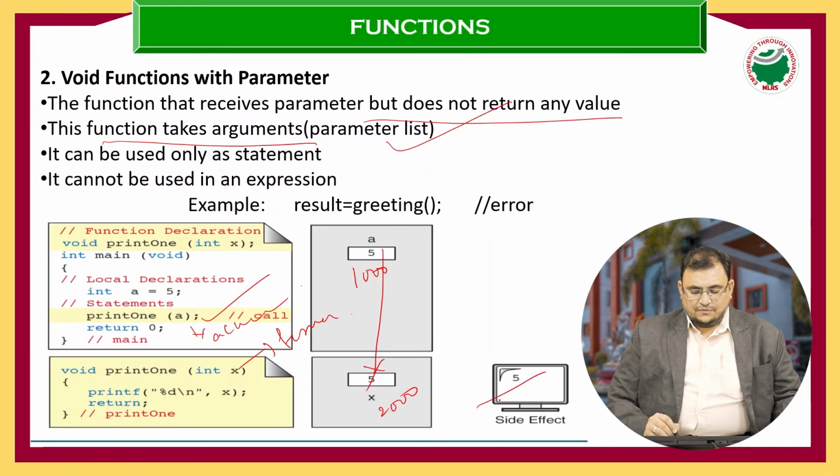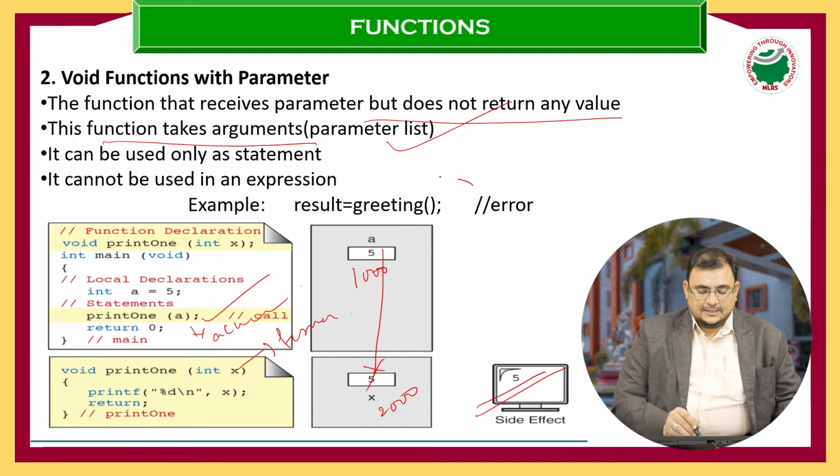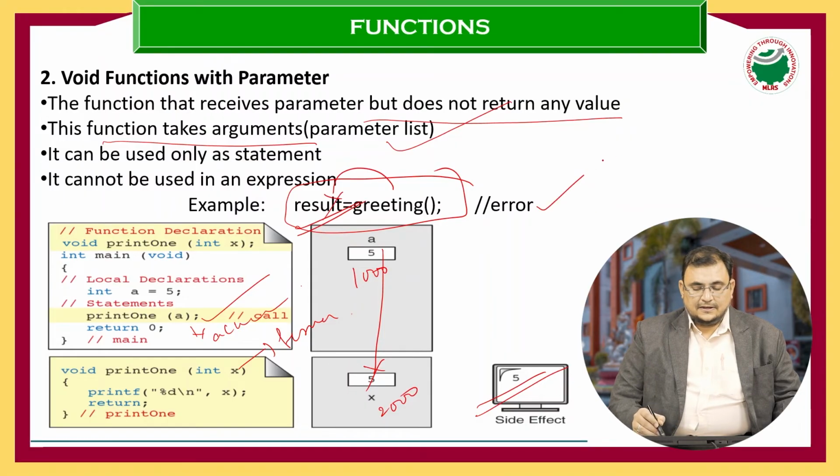So now you are performing this task. When you pass some parameters to a function, it is called function passing with parameters, and if there is no return value, it is called a void function with parameters. If you write it like this, where you assign the result to a return value, it is an error here.